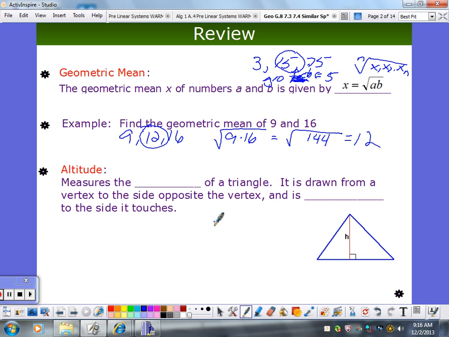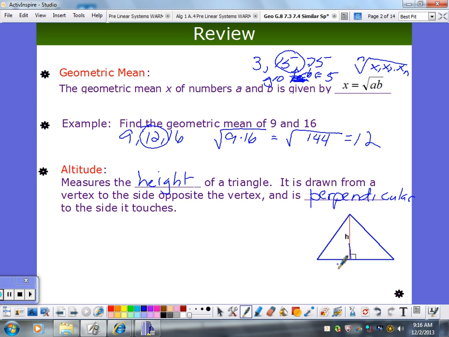All right, what's altitude? We did a little bit with altitude. You remember what it is? Height. It's the height of a triangle, or any figure. It's drawn from the vertex to the opposite side, and it's what to the side it touches? Perpendicular. So altitudes are perpendicular lengths, and that's how I know the height of this triangle.